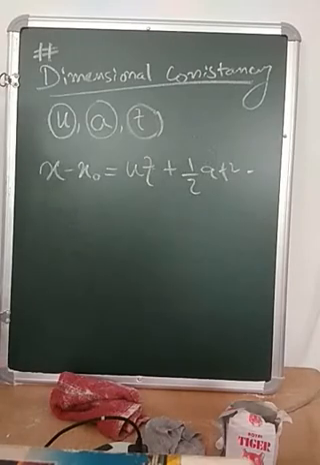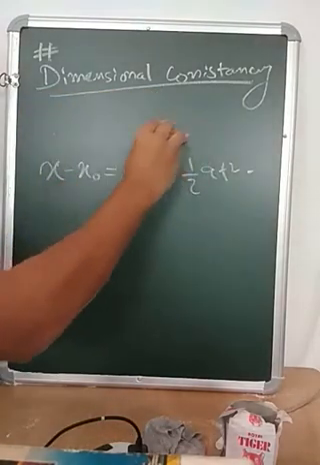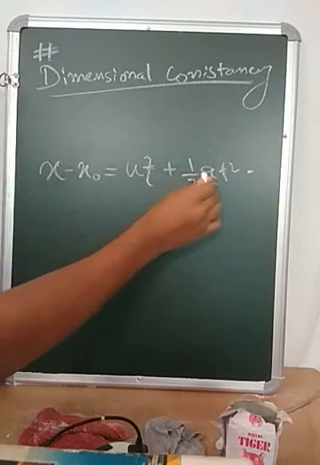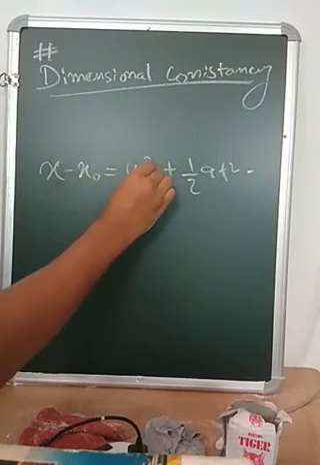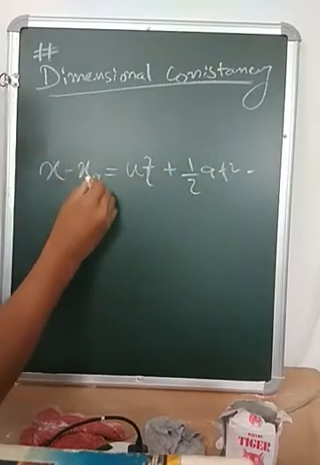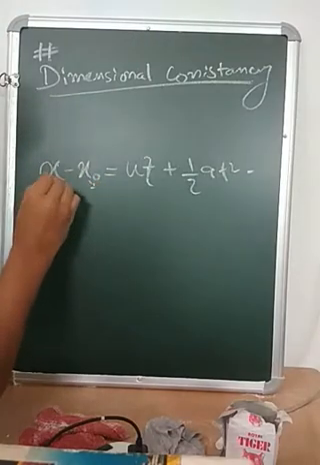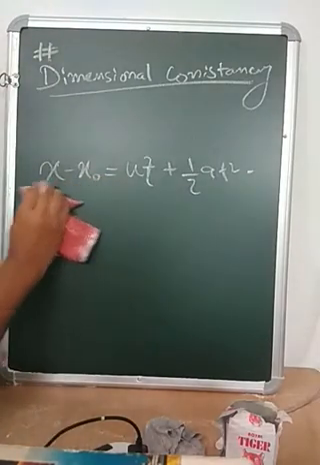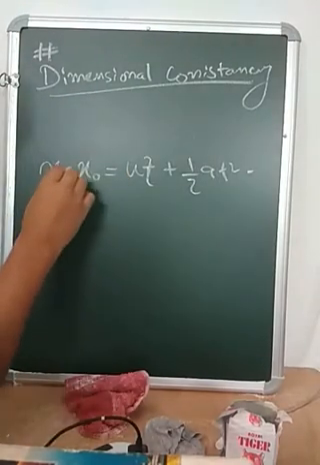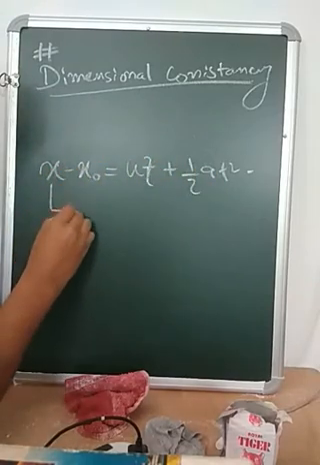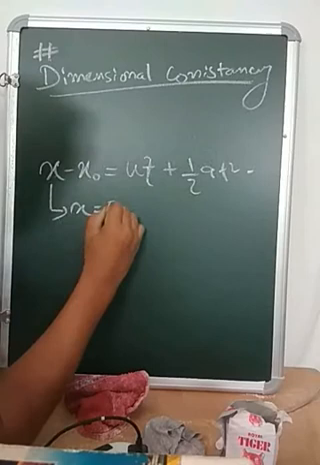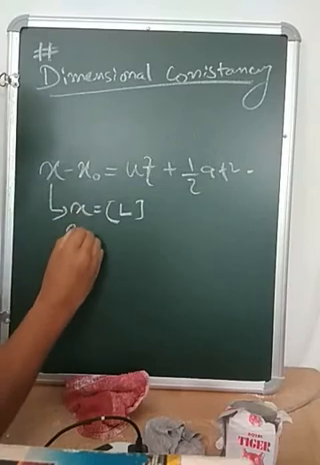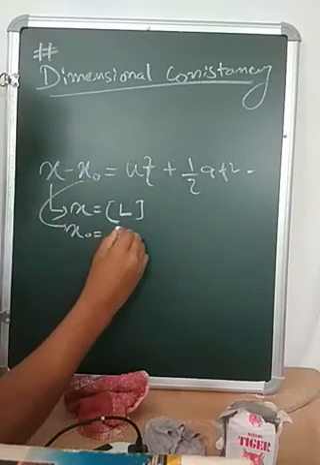So this is the formula for that. A body moving with initial velocity u and acceleration a, after time t, what is the distance covered? This is the initial position, this is the final position, and this is the distance covered. In this formula, we now see the dimension of each term. What is the dimension of x? x is length, the position, L. The dimension of x naught will also be L.